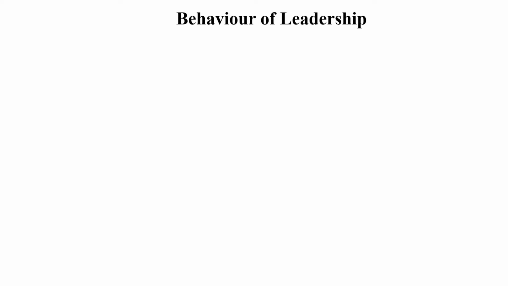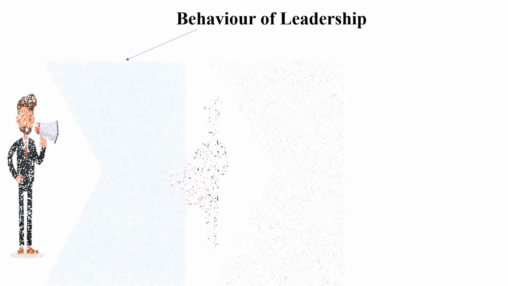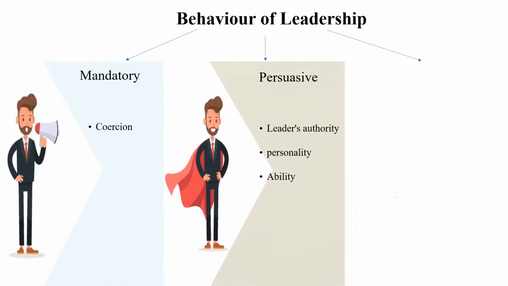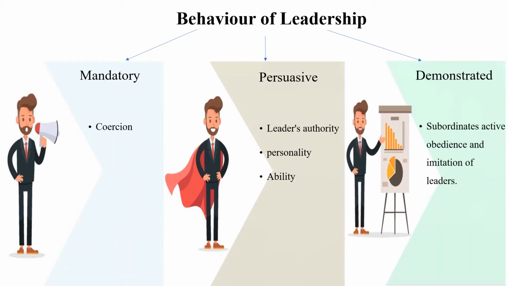One of the important functions of leadership behavior is command, which can be divided into three parts, based on the way of leading and commanding. Mandatory leadership behavior is characterized by coercion. Persuasive leadership is based on the influence of the leader, among which the leader's authority, personality, and ability are the key to success. Demonstrated leadership behavior is based on the activity of subordinates, their obedience, and imitation of leaders.